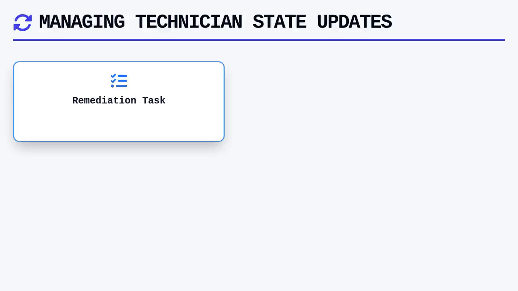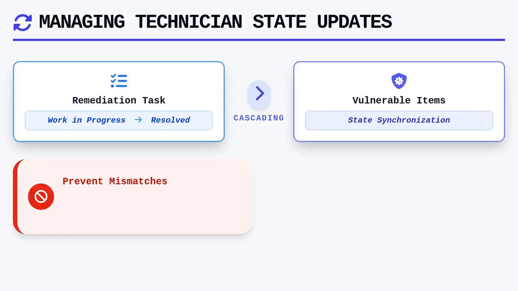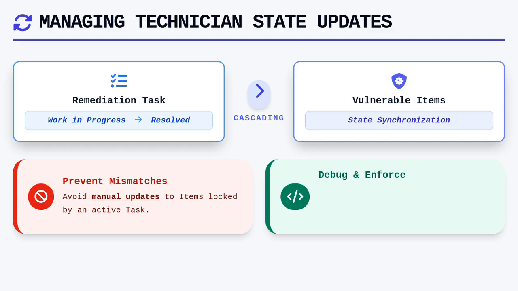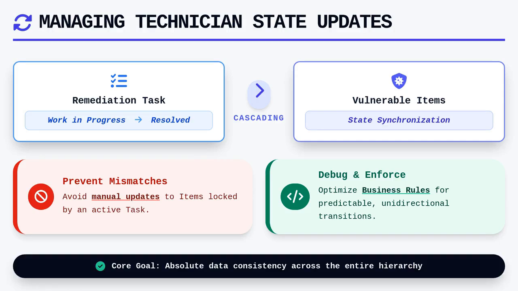Managing technician state updates requires a firm grasp of how state synchronization moves from the task level back to the underlying vulnerable items. When a technician updates a remediation task status to work in progress or resolved, this information must flow correctly through the hierarchy to ensure consistency. Mismatches often occur when manual updates are applied to vulnerable items that are currently locked by an active remediation task. You must configure your cascading behaviors so that closing a parent task appropriately influences the child records, preventing inconsistent data states. Debugging synchronization failures involves examining the business rules and scripts that enforce these transitions, ensuring that state transitions are unidirectional and predictable.